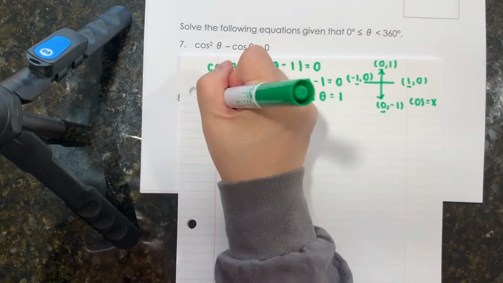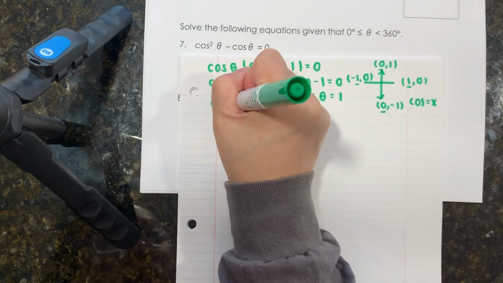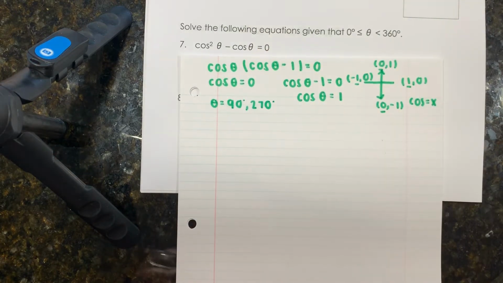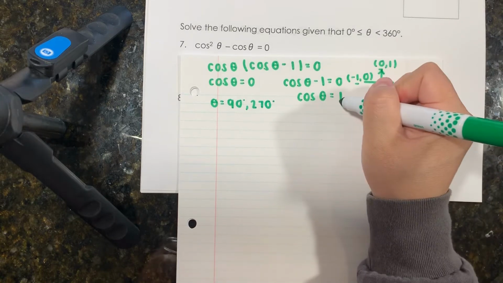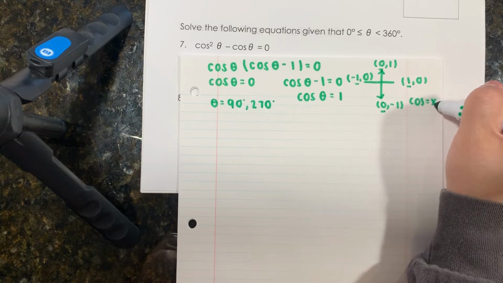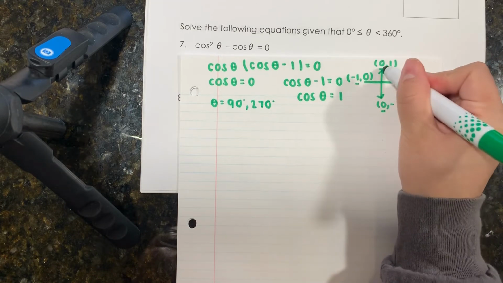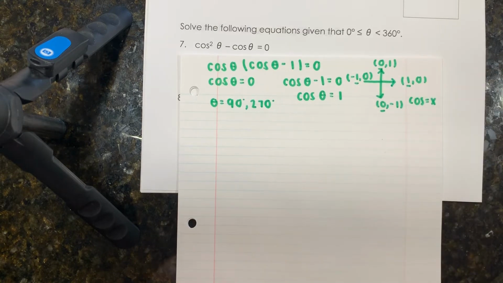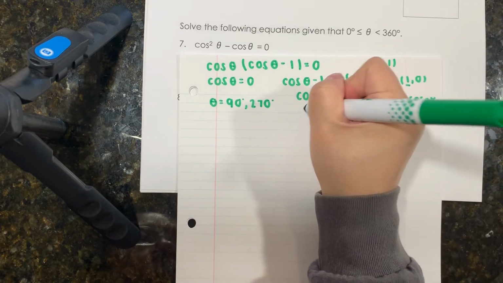At 90 degrees and at 270 degrees. Then I'm going to look at my second one, where cosine theta is equal to 1. Again, cosine is equal to the x coordinate, and I'm looking at all my x coordinates. There's only one place where the x coordinate is equal to 1, and that is at 0 degrees.